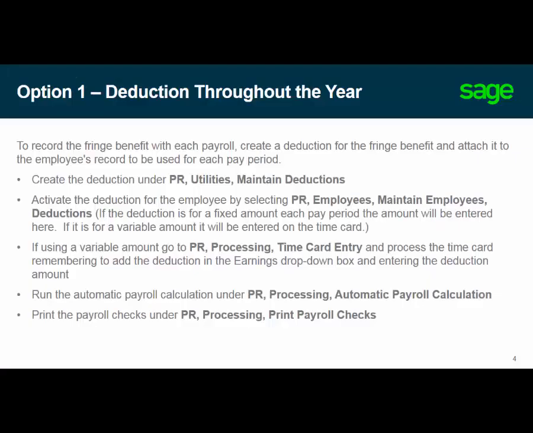Here is an overview of the process on how to create the deduction for a fringe benefit and use it throughout the year. Once we review the steps, we will go into a live demonstration on how to set this up. The first thing that you're going to do is create the deduction, then you will activate the deduction. Then if using a variable amount entered on the time card, you're going to go into the time card entry and actually add that deduction to the time card. Then you're going to run the payroll calculation, and then you're going to go ahead and print the checks.